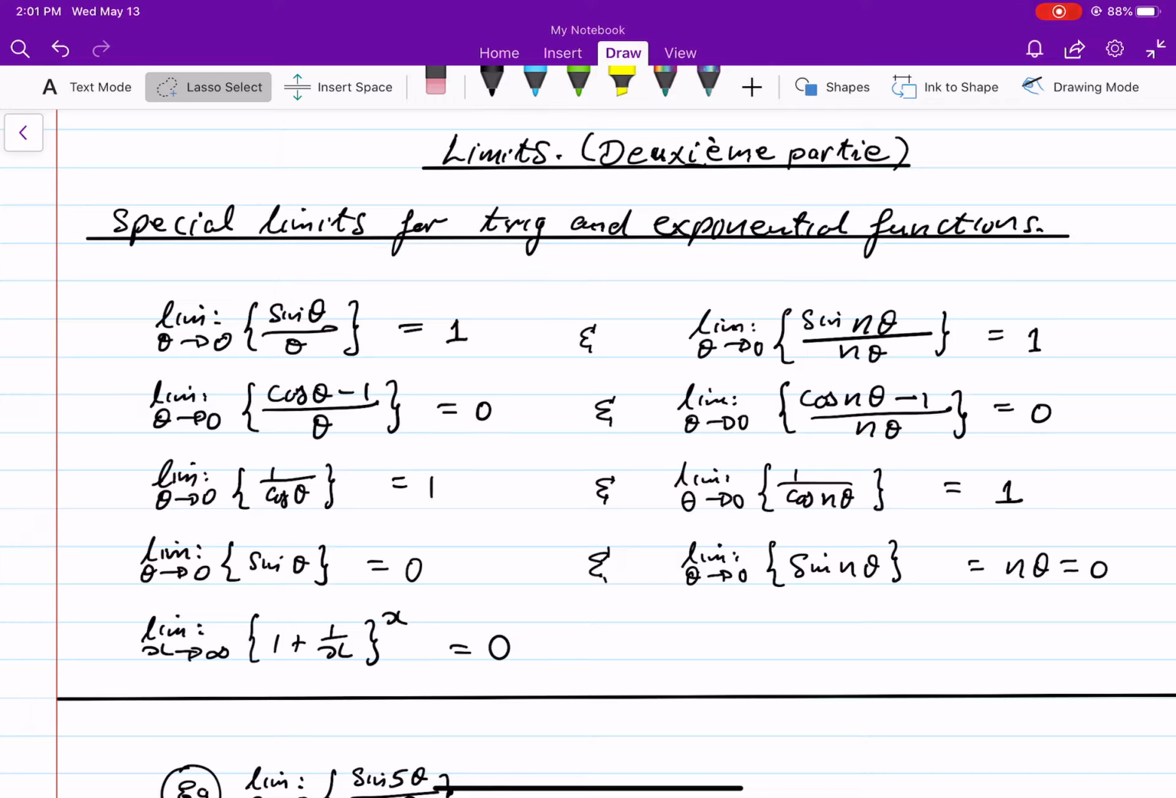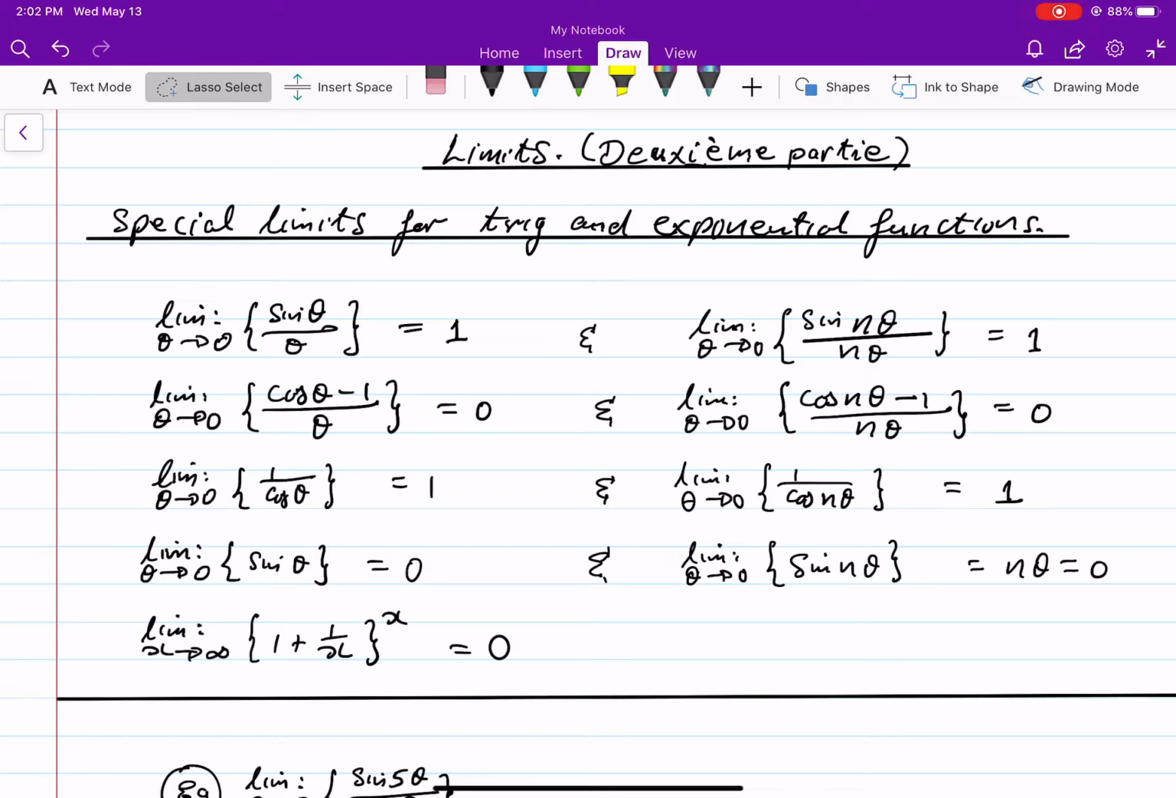The limit as theta approaches 0 of sine theta over theta. If you were to just plug theta equals 0 into both numerator and denominator, you'll get 0 on top and 0 on the bottom. However, it can be proven that the limit as theta approaches 0 of sine theta over theta gives me 1.